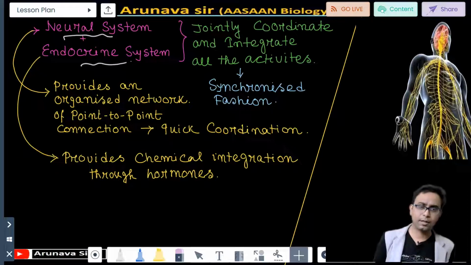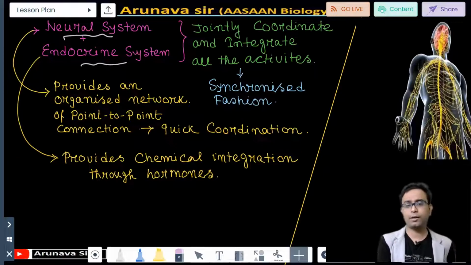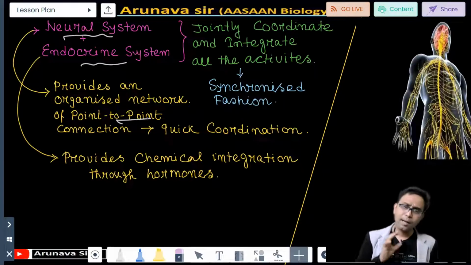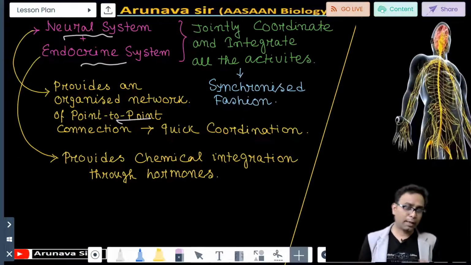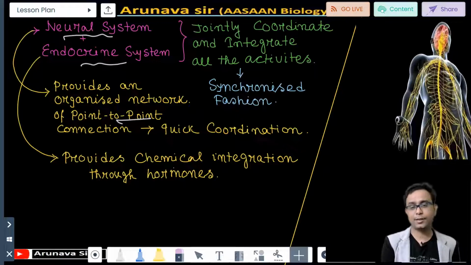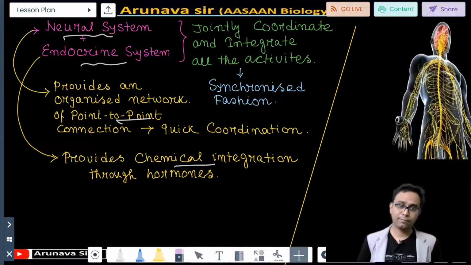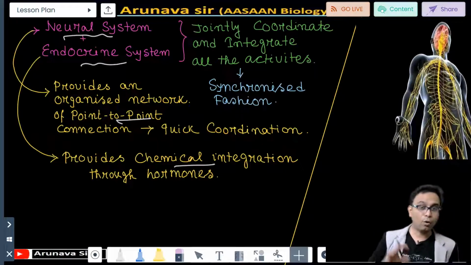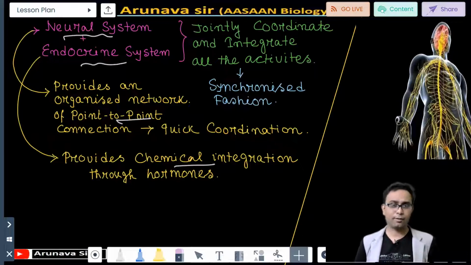The neural system, or nervous system, provides an organized network with point-to-point connection, and coordination happens in a very quick manner. On the other hand, the endocrine system also acts in coordination, but it provides chemical integration through hormones, and this is not as quick as the nervous system. This is the difference between the endocrine system and the nervous system in the coordination manner. That is also important. But these two systems jointly coordinate, right? So this is the introductory paragraph in your NCERT book.